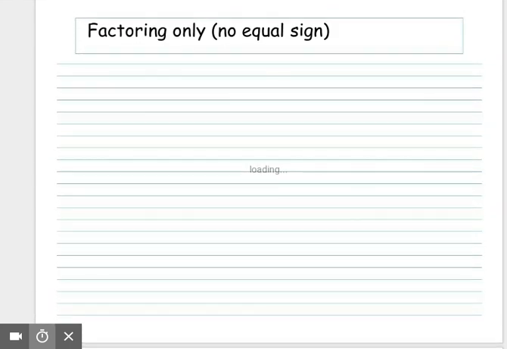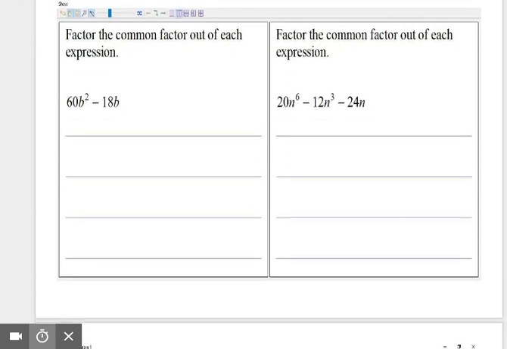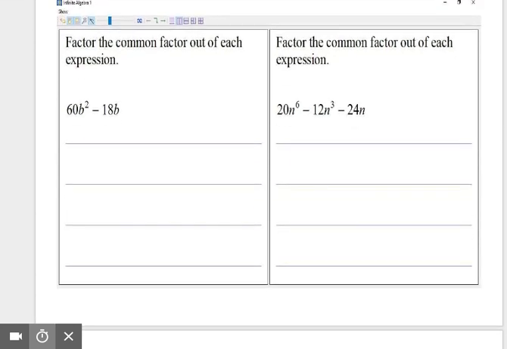All right, this first section we're going to do just our factoring stuff. Reminder: these are the ones that have no equal sign. So break them down into their primes. Find what they all have in common. That's the greatest common factor. And then you put the remaining stuff back in the parentheses. These are the first two. If the sub would please pause the video and give the students 4 minutes to complete these two problems.